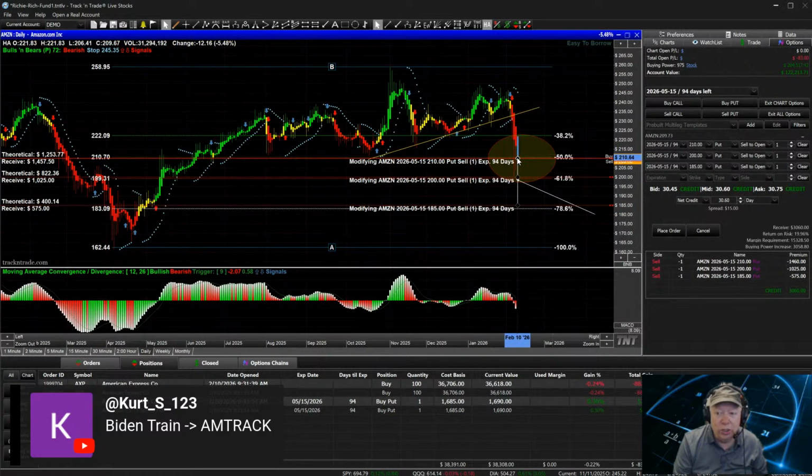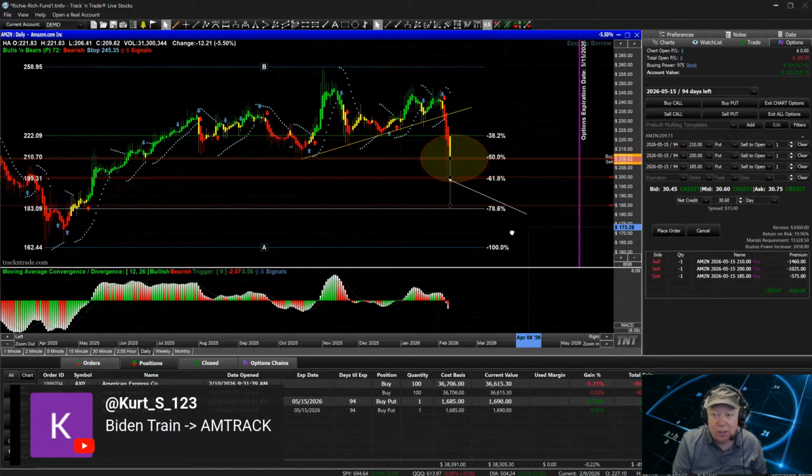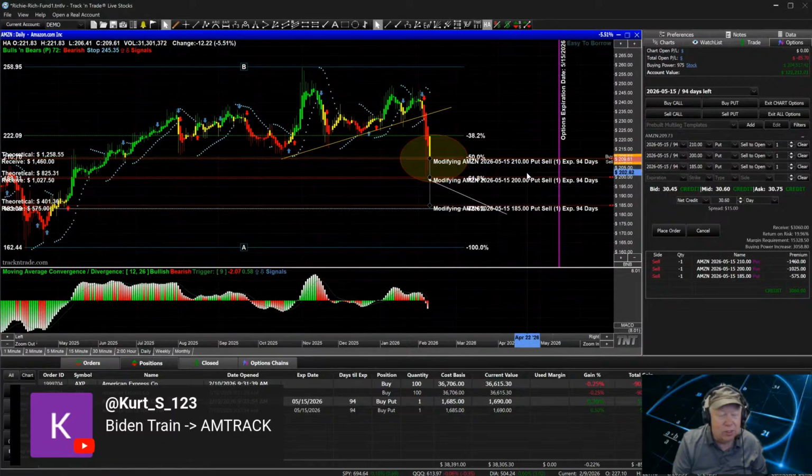I get to own the shares here, I get to own the shares here, and I get to own the shares there if the market comes down and touches that purple line underneath those red lines. But if it doesn't, turns around and goes back up, well, then I missed my opportunity to get into my shares, but I get this money over here. I get $1,460, $1,000 here, $575 here.